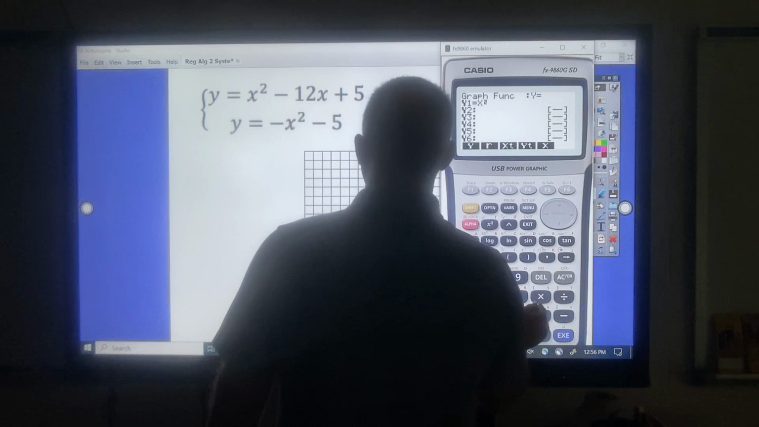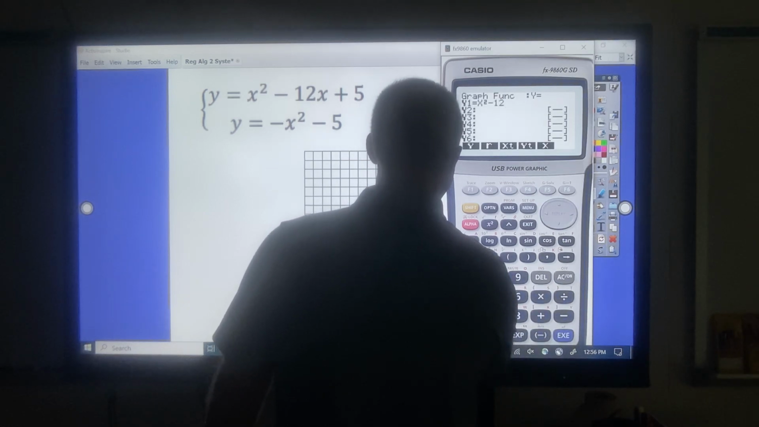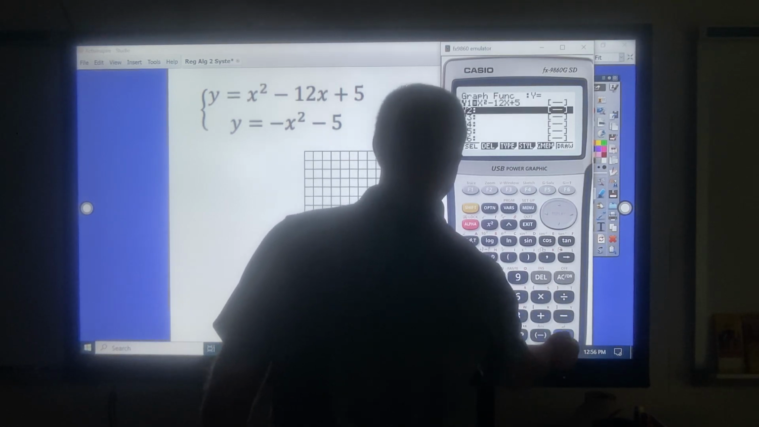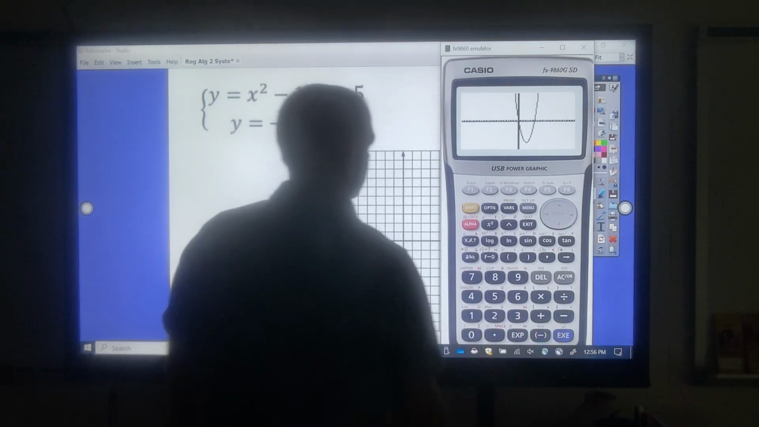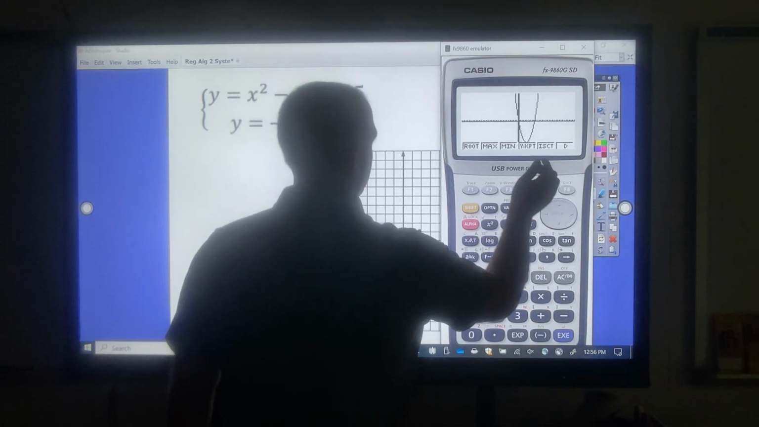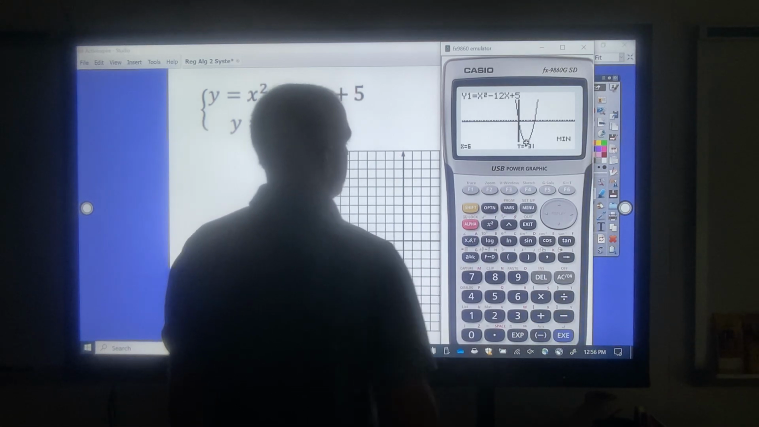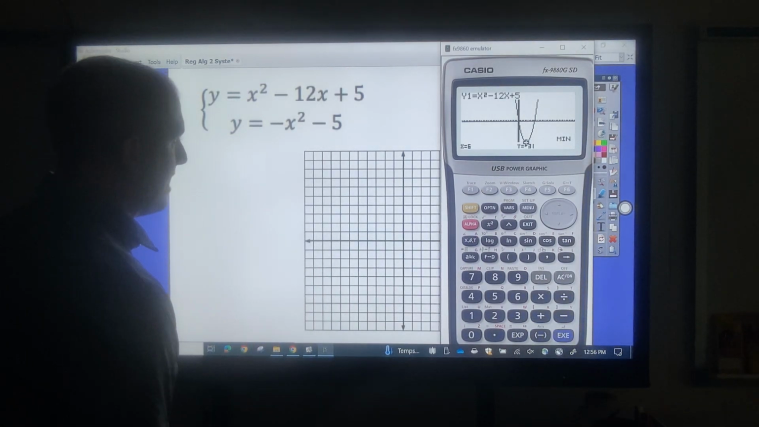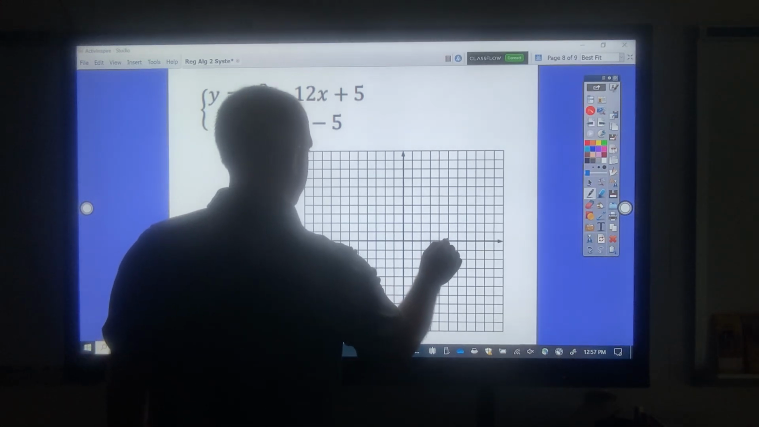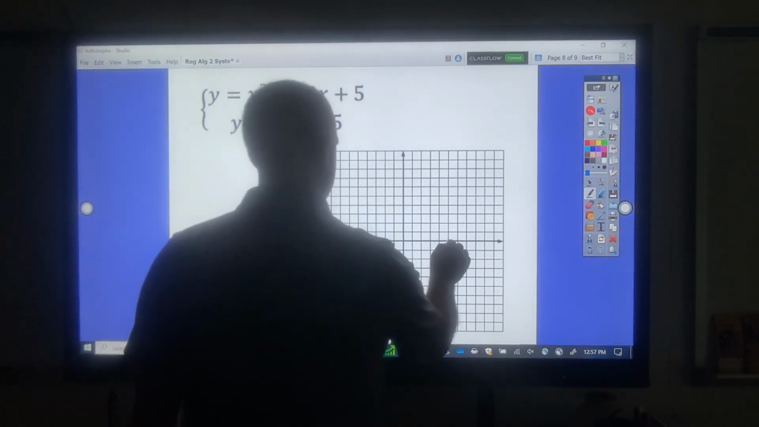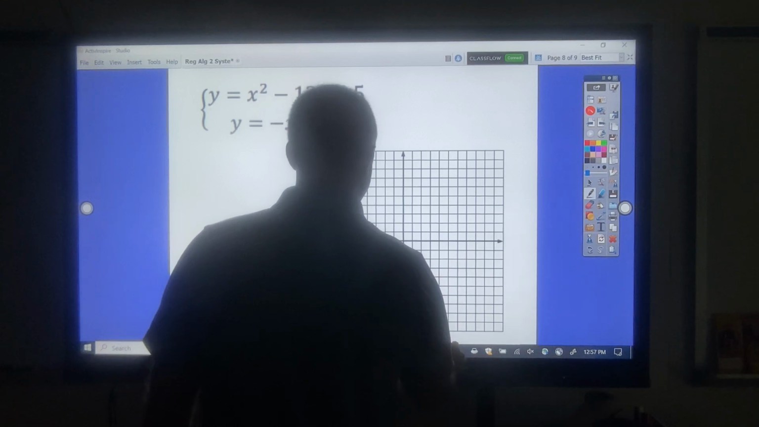x squared minus 12x plus 5. I'm going to have to zoom out a little bit. G-Solve minimum. Now that goes way off the page, so we're not going to be able to do that. 1, 2, 3, 4, 5, 6, down 1, 2, 3. It's all the way down here.